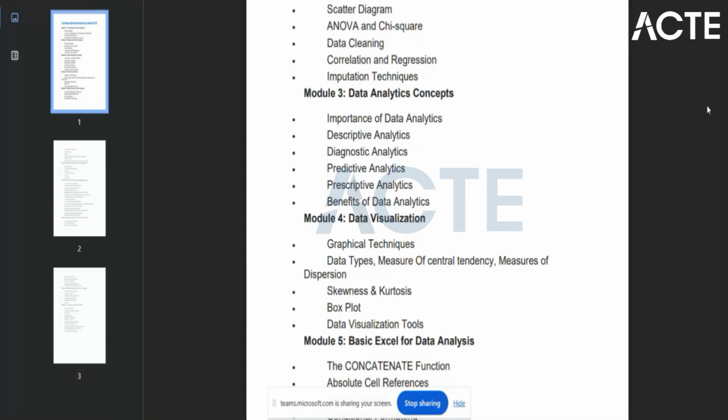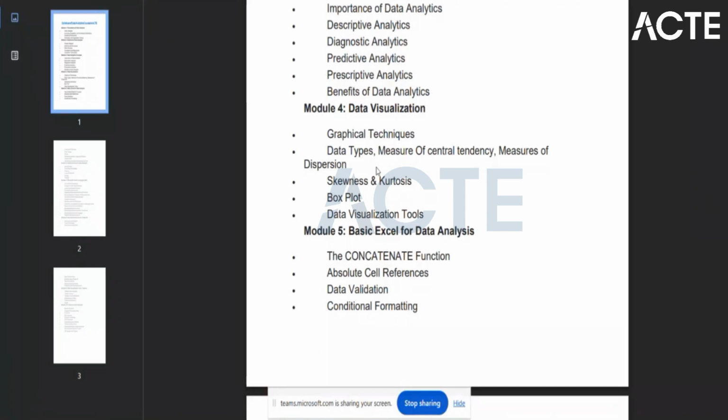And this part, data types, measures of central tendency, skewness, box plot, will be seen when we are playing with different kinds of graphs, right? Graphs in the sense of histogram, box plot, and all these things. So don't worry, we are going to cover all these topics from module number 4 onwards, right?